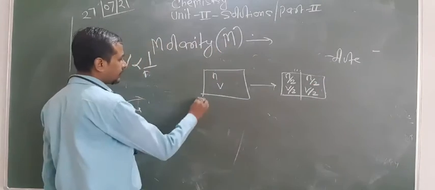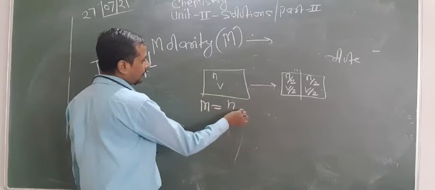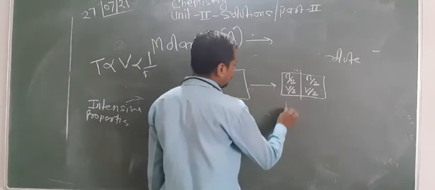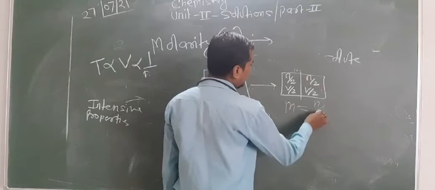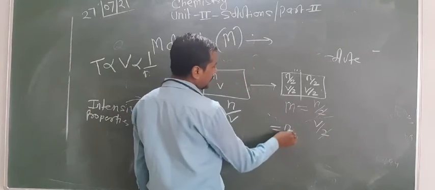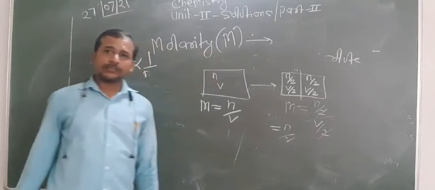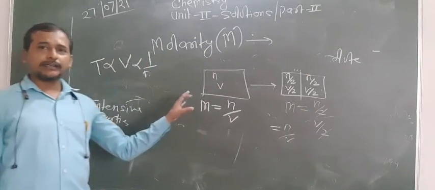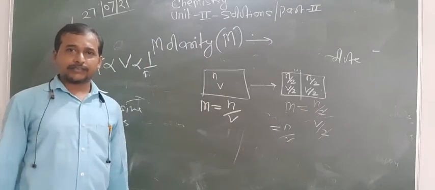So look at the condition. Molarity for this is n by V. Again molarity for this equals n by 2 divided by V by 2. The 2 cancels. Now you get again n by V. So this indicates that this is an intensive property. Are you getting this point or not?